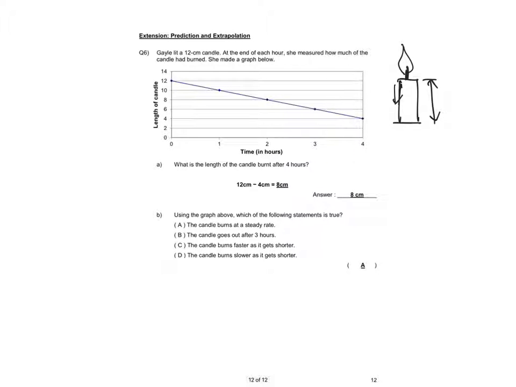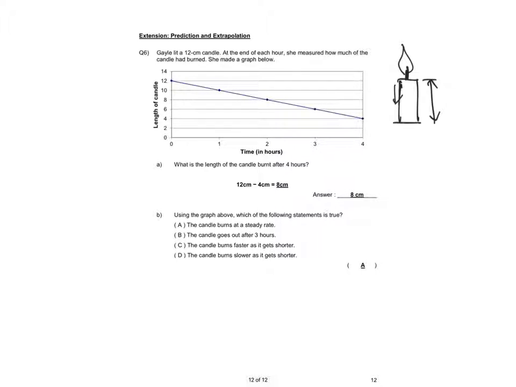So now this is what you show. It started from 12 cm. After 4 hours. Wow, this candle is quite durable. We want the length of the candle burned after 4 hours. After 4 hours, it is actually at 4 cm, correct? The length burned means how much is burned away, so it's 12 minus 4, which equals 8 cm.